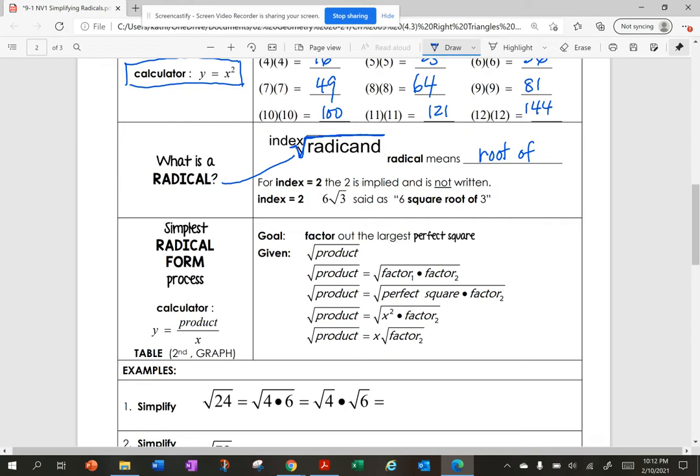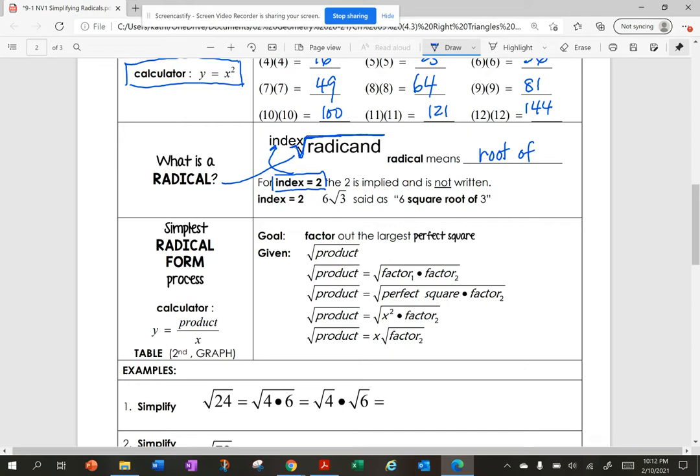Right now, the only radicals I'm talking about for special right triangles are where the index is 2. The index is this number outside the radical, and the information under the radical is called the radicand. So I can say 6 square root of 3 or 6 radical 3. Sometimes I hear it both ways.